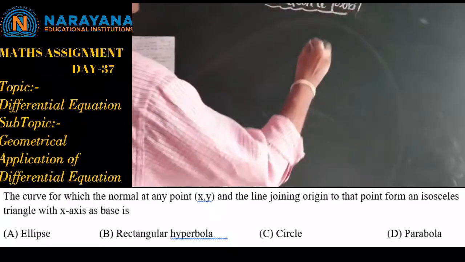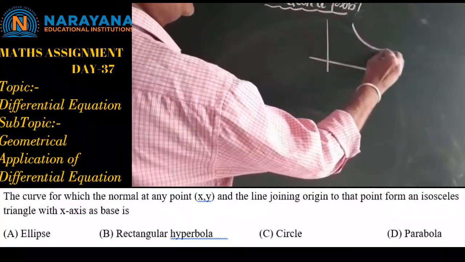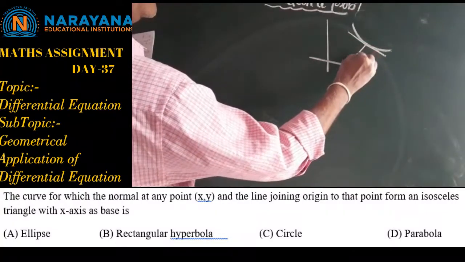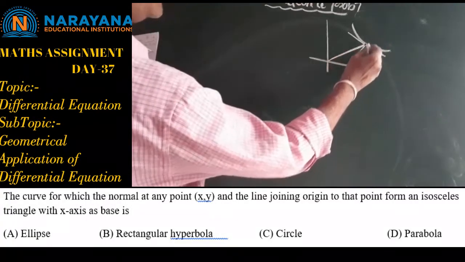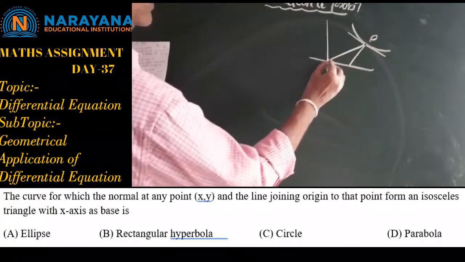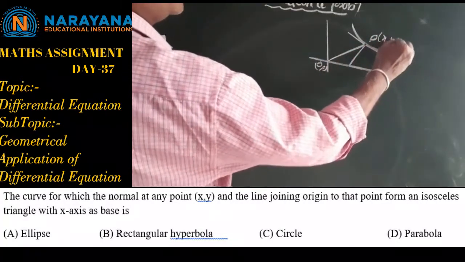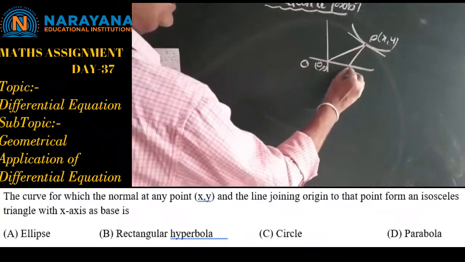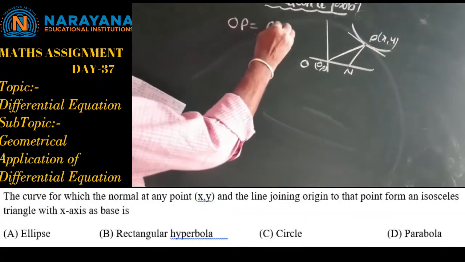It is given that for any curve, the normal at any point forms an isosceles triangle. This is the tangent, this is the normal. The normal should form an isosceles triangle with the line joining the origin to the point, with the x-axis as base. So if you take this as P and this as N, we can write that OP is equal to PN.